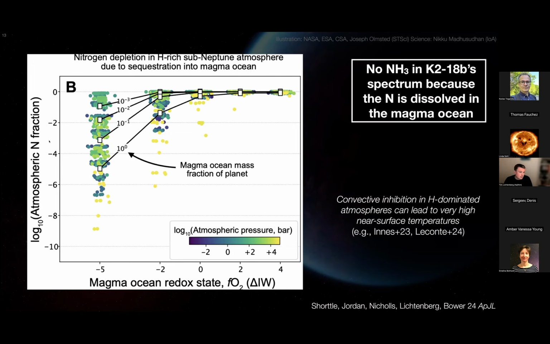And so what you see here is the atmospheric nitrogen fraction. This is the magma ocean so-called redox state, which you can think of as sort of composition. To the left, it's more hydrogen rich. To the right, it's more oxygen rich. And you see at highly reduced chemical compositions, which we expect for sub-Neptunes, actually most of the nitrogen will go into the magma ocean. It will naturally explain the spectrum that we see on K2-18b without invoking surface water oceans, for example.